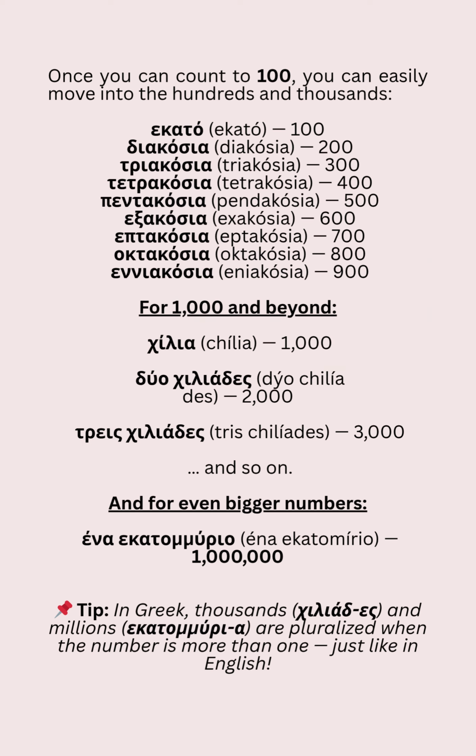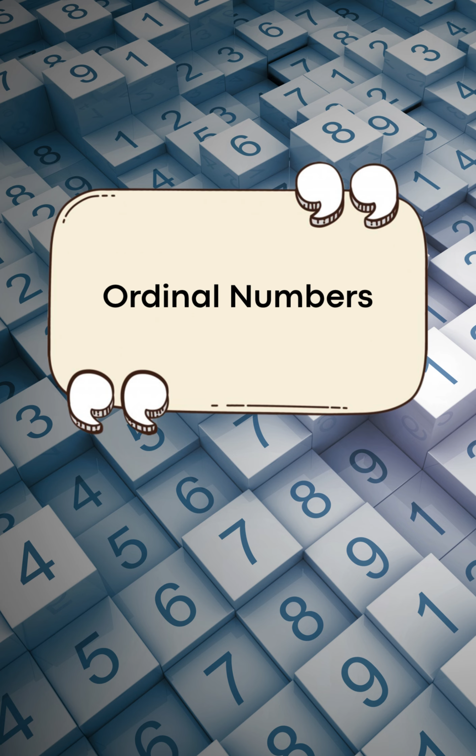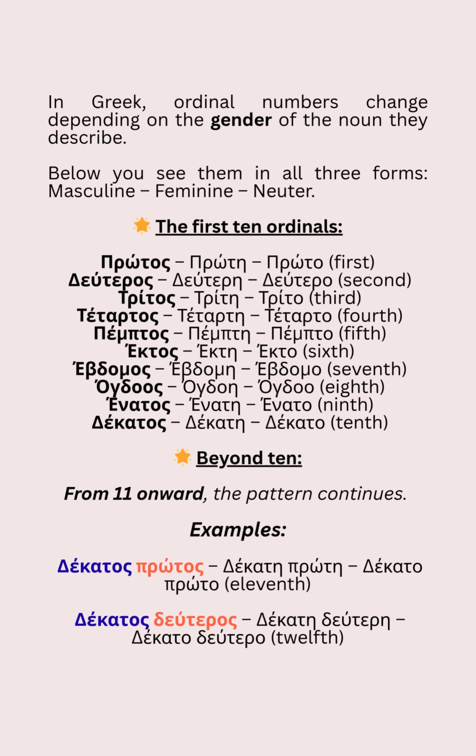So yeah. Then we have the ordinal numbers. Let me show you again: in Greek, ordinal numbers change depending on the gender of the noun they describe. For example, if they describe a feminine noun, they will be in feminine. Let's see the first. Protos is first, then proti and proto. So if we have the first scene in a movie, we can say η πρώτη σκηνή, the first scene. It's feminine.